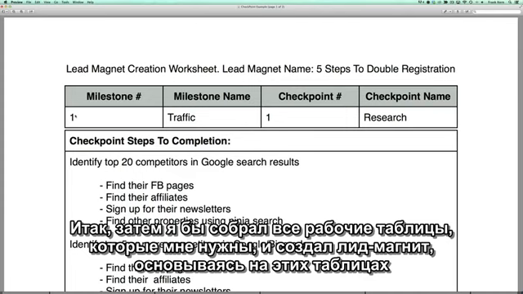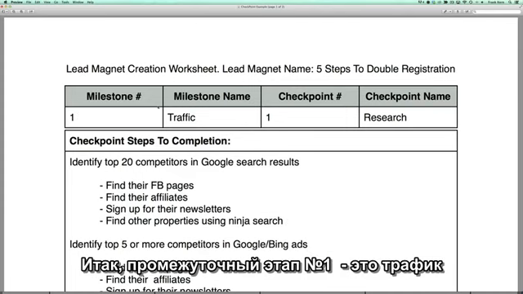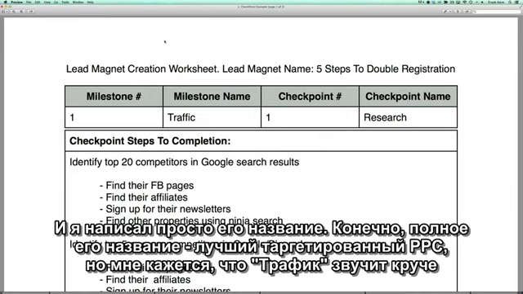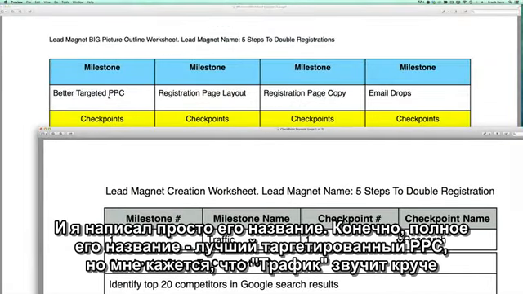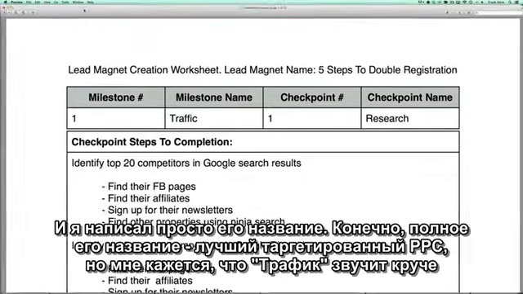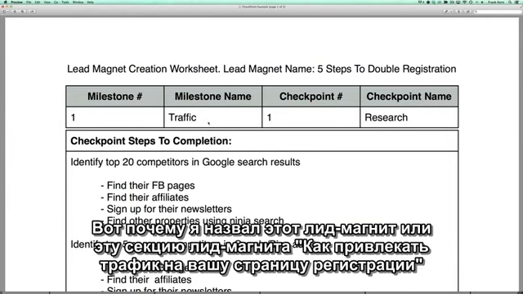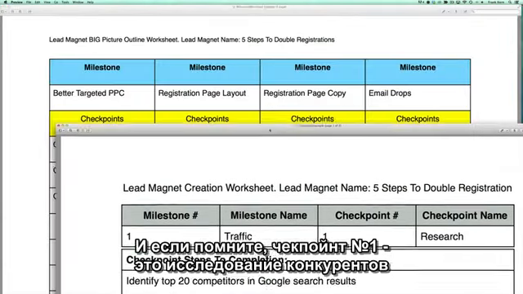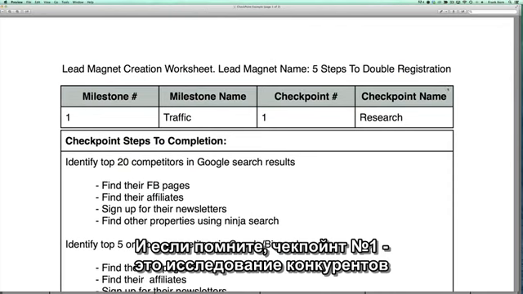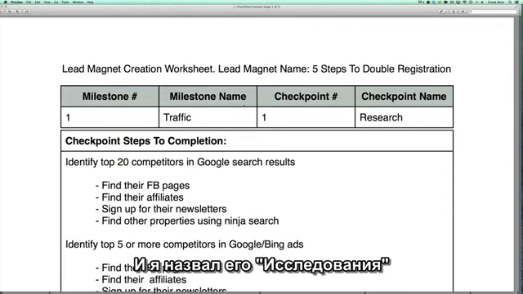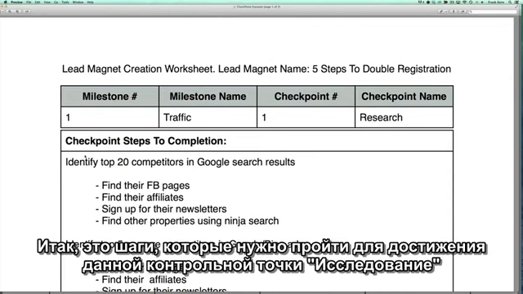and then build my lead magnet based on these sheets. So milestone number 1 is traffic, right? And I'm putting that just as the general name of it. Now, of course, it's better targeted PPC here, but traffic just sounds a little cooler for me. So that's what I would title my lead magnet. That's what I would make the title of that section of the lead magnet: how to get traffic to your registration page, right? And checkpoint number 1 here, if you'll remember, is competitive research, and I've named it research. So here are the steps that they would need to go through for that particular research checkpoint.